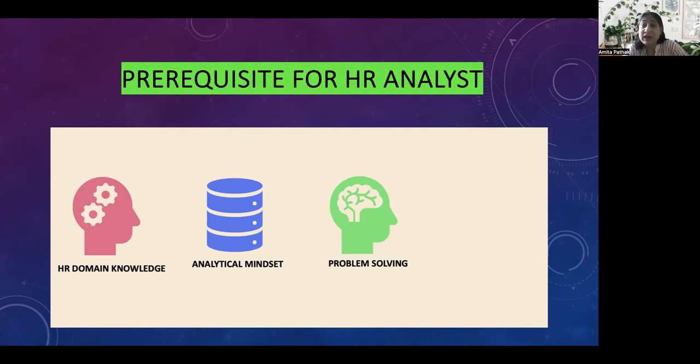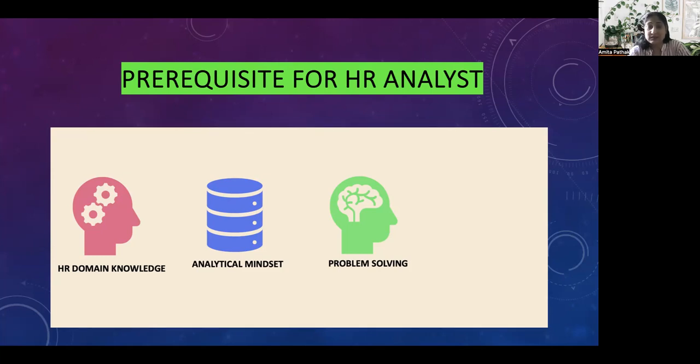It means that we have to think that we are problem solvers. And this is the best thing, that we human beings are already problem solvers. But here what we are focusing on is that being an HR analyst, I should have a problem solving mind, so that I am able to solve problems of the HR department or an HR function.